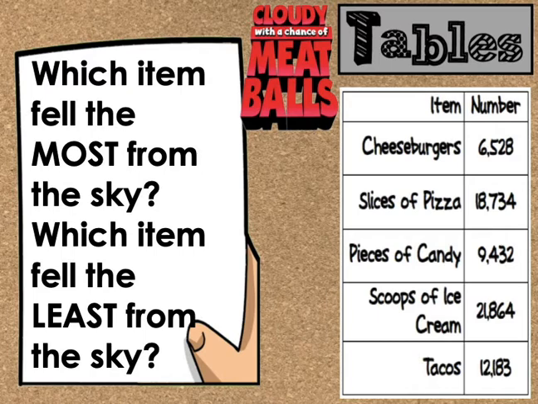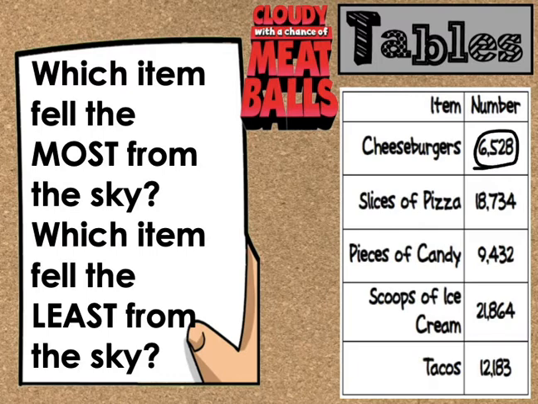Now, unlike our last table, we can see immediately that these are not listed in order. So we're going to not be able to just say cheeseburgers. Just because it's the first thing in the list doesn't mean that it fell the most. In fact, it looks like this one actually fell the least. So we already know that the item that fell the least is cheeseburgers because it fell 6,528 compared to 18, 9, 21, and 12,000. This one is the smallest. So we know that this is the least.